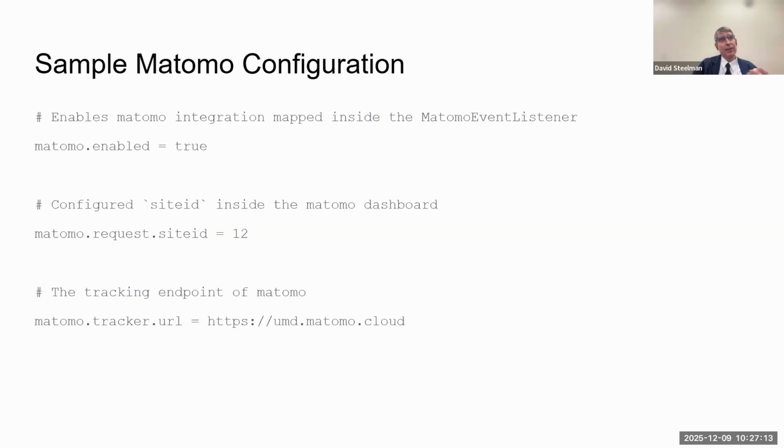So the initial setup is really just a matter of setting up the 3 properties as shown here. None of them are secret, so there's no problem with storing them with the rest of your site configuration. The Matomo enabled property is hopefully self-explanatory. Setting it to true enables it, setting it to false disables it. And as I mentioned in the last slide, both the Matomo request site ID and the Matomo tracker URL you get from your Matomo dashboard, either from the cloud or if you've set it up yourself. I'm sure it's in there somewhere. I've never actually done that, so I'm not quite sure, but I assume it's similar. Next slide, please.